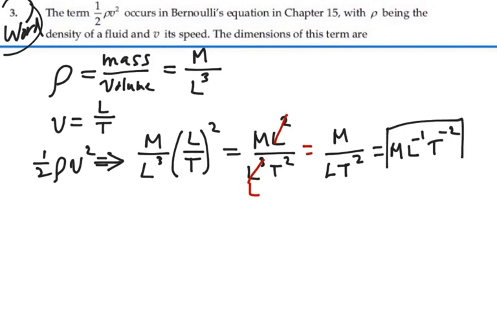This is a dimensional analysis of this term, and it might just help you determine the quality of terms within an equation. So that's our answer. Mass, length -1, time -2.